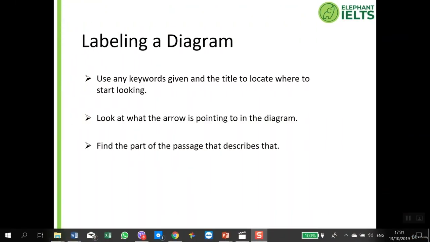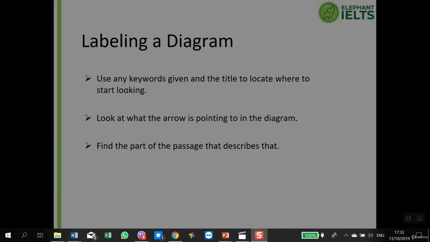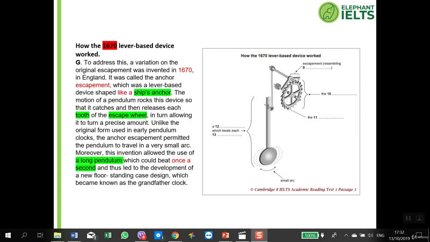As I mentioned, when the question asks you to label the parts on a diagram, the title should give you an idea as to where to look in the text for your answers. Also, use the arrows on the diagram as they point to the exact part of the diagram that you must label. Look at this example. The title says how the 1670 lever-based device worked. So I know I should skim for the year 1670 in the passage, and I find it in paragraph G.